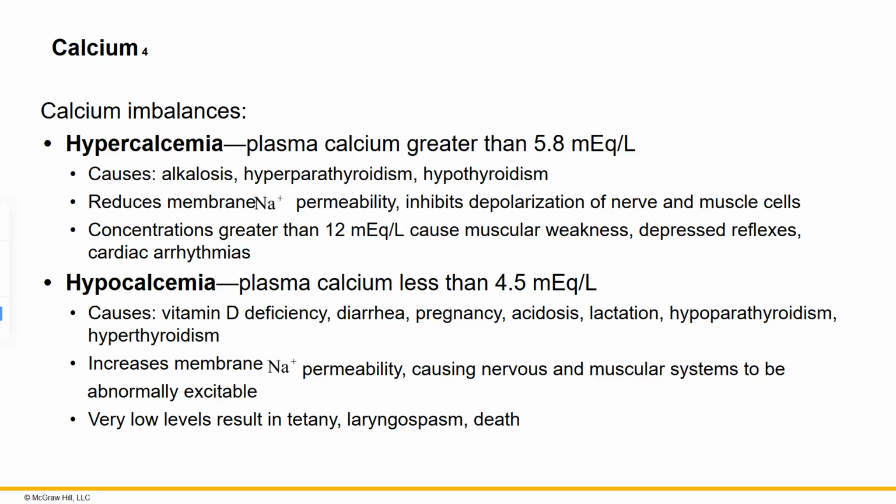Hypocalcemia, plasma calcium less than 4.5, causes vitamin D deficiency, diarrhea, pregnancy, acidosis, lactation, hypoparathyroidism, hyperthyroidism, increased membrane sodium permeability, causing nervous and muscular systems to be abnormally excitable. Very low levels result in tetany, laryngospasm, and death.